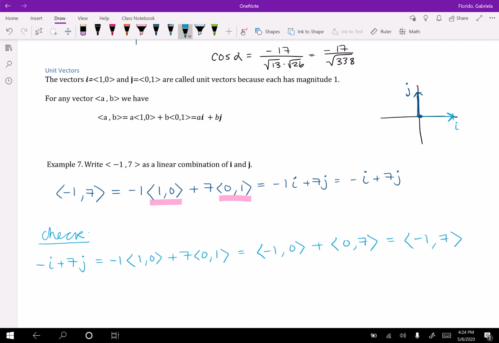So whenever they ask you to write a vector as a linear combination of i and j, they're asking you to write it in this form, where you have some scalar times i and some scalar times j. You can add them together or subtract them, and they are supposed to give you the original vector.